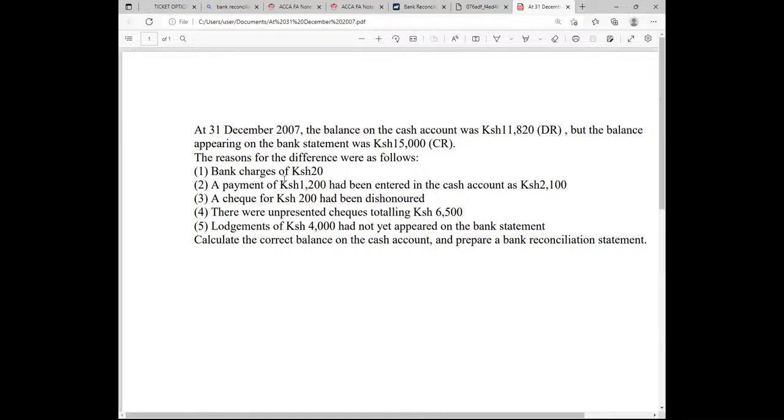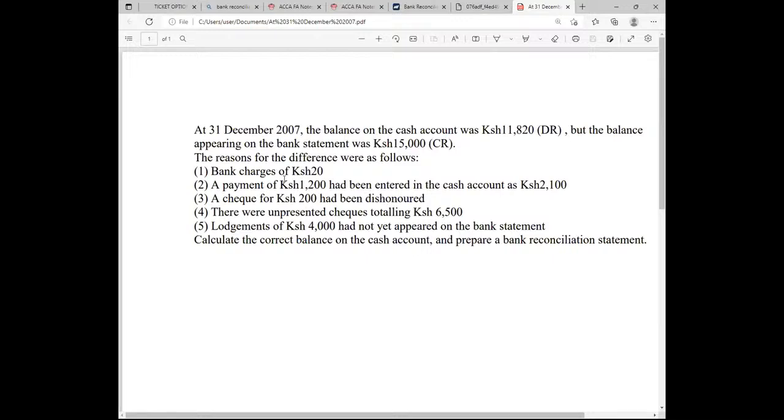A payment of Kenya shillings 1,200 had been entered in the cash book as 2,100. So the cash book has an error, and you must correct the cash book there. A check for Kenya shillings 200 had been dishonored. Number four, there were unpresented checks totaling 6,500, and then number five, lodgements of 4,000 had not yet appeared on the bank statement.